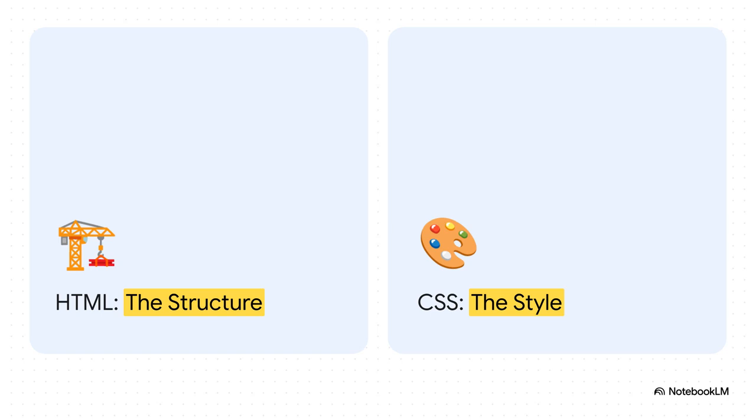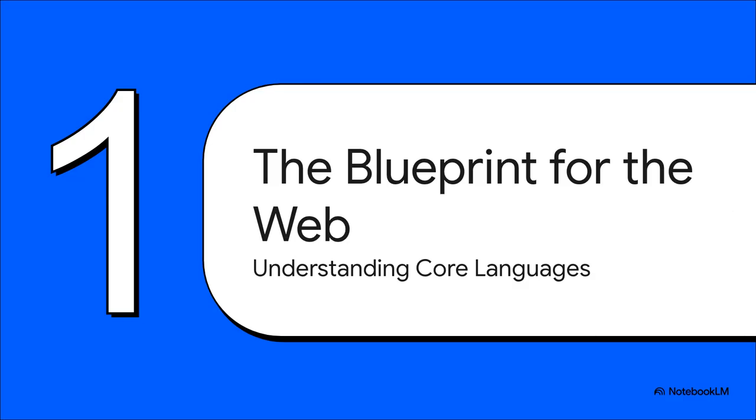Then you bring in CSS. That's all the style, the paint color, the furniture, all the decorations that actually make the house feel like a home. So, just like any good building project, you gotta start with the blueprint. Let's really dig into these two languages and get a handle on what each one's job is.